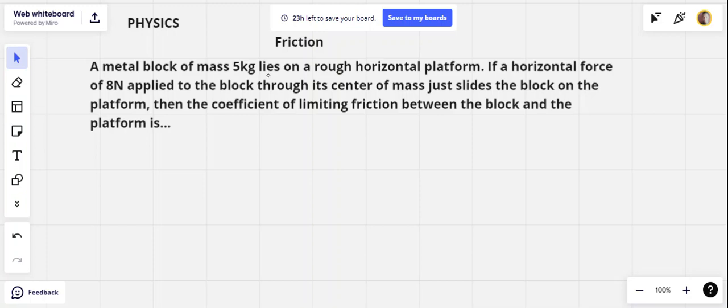A block of mass 5 kg lies on a rough horizontal platform. If a horizontal force of 8 Newton applied to the block through its center of mass just slides the block on the platform, then the coefficient of limiting friction between the block and the platform is... so let's quickly take that.